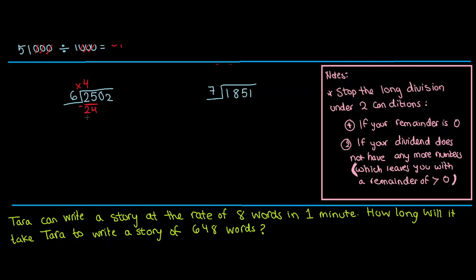Once we have that, we subtract these two numbers. 25 minus 24 is 1. And you bring the second digit down. What multiplied by 6 is almost 10? The answer to that is 1, because 1 times 6 is 6. And we subtract, and 10 minus 6 is 4.